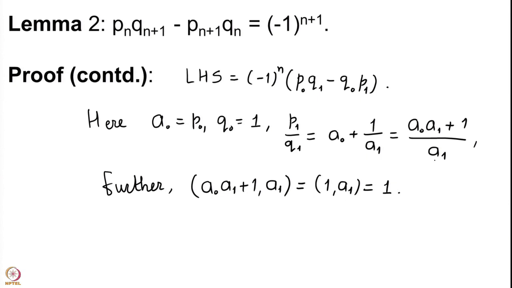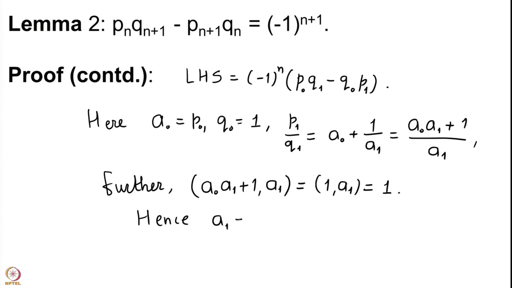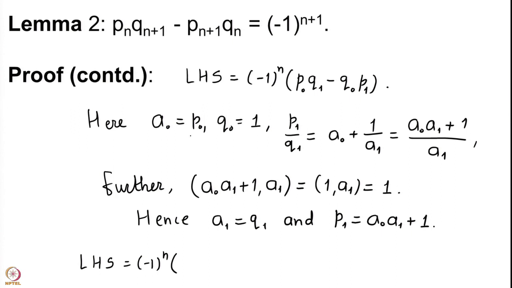A 1 is positive now, because remember A 1 was obtained by taking the integral part of theta 1, which was bigger than 1. A 1 onwards all the integers are positive. A 0 can be positive, negative or 0, but A 1 onwards they are all positive. So, A 1 is Q 1. And P 1 is A 0 a 1 plus 1. Now, we need to put the value here in this formula and obtain the answer. P 0 q 1, p 0 is a 0, q 1 is a 1, q 0 which is 1, and then we simply subtract p 1, p 1 is this. These two get cancelled, you are left with minus 1.